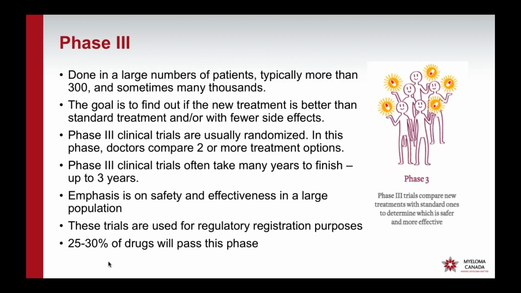Again, not all drugs make it through this phase. Sometimes there are a lot of drugs that don't work in a larger patient population, or you discover side effects that you hadn't anticipated, which makes it impossible to be marketed. So anywhere between 25 and 30% of the drugs that go through phase 3 will make it to the submission to the health authority process.